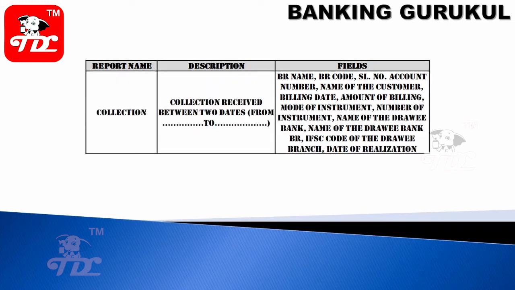Collection. So billing will be different and collection will be different. How much you have billed, but how much you have received from the customer. So mode of instrument, how you have received, which branch you have received, what is the IFSC code, and date of realization, when the amount is realized and credited to our account. These things will be fetched from this report.